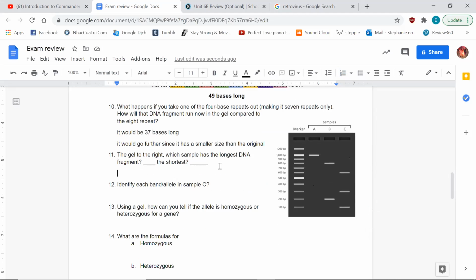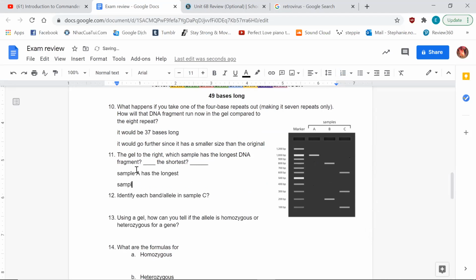Now, on the gel on the right, which one has the longest DNA fragment? Remember, bigger is closer to the beginning. So it would be A. Sample A has the longest because it's the closest to the start. Which sample has the shortest? Look at sample C. It went the furthest. It has the shortest.